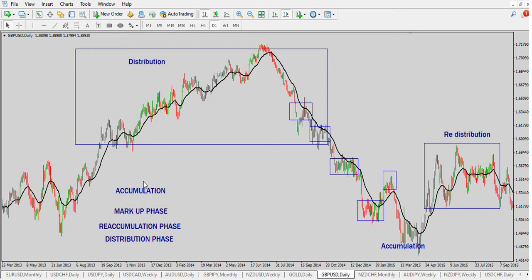The market first of all will accumulate, then it will mark up. What is the markup phase? The markup phase is the trend phase, where the market is going to trend. That is where the bulk of the pips are made, in the markup phase. When I mean markup, the bullish move upward.